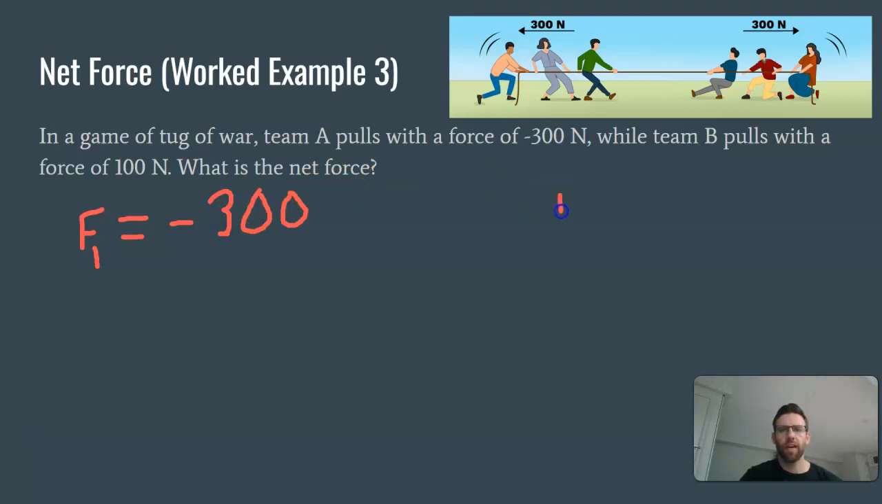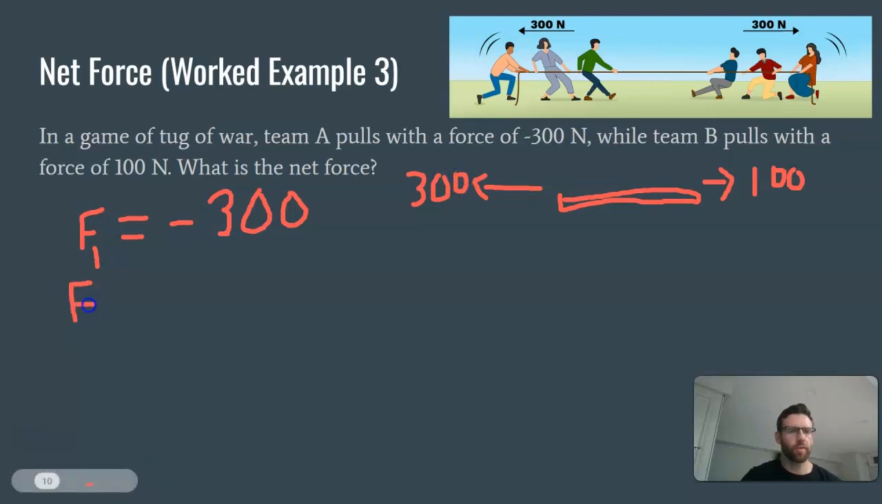So let's imagine that we have some kind of rope here. Let's give it some size. And then we have 300 this way, and then we have only 100 this way. I'm going to try to draw the 100 a lot smaller than the 300. So we have 100 this way, and we have 300 this way. So that could just be our simple model of what's going on with the forces. All right, and just to continue with the variables here, F2 is equal to 100 newtons.